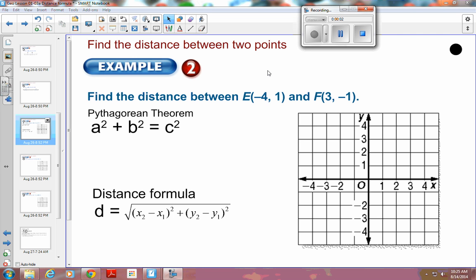Okay, this is Geometry Chapter 1, Section 3. This is Example 2. I'm going to be finding the distance between 2 points on a coordinate plane. So the first thing I'm going to do is plot my 2 points. I don't really have to do this, but I'm going to just for this example.